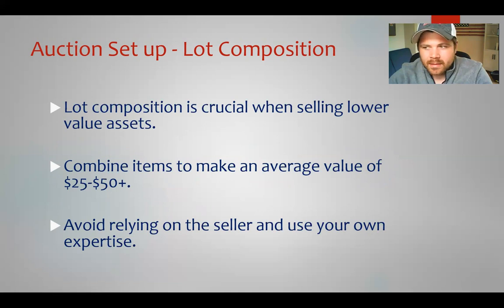As we get started, we want to talk about lot composition and what that is. So a lot is an item or items within your auction. You're selling that lot for that one price. A lot could have 10 items in it. A lot could be one vehicle. It could be one skid steer. The average number of lots in an auction is probably about 150, in that range.